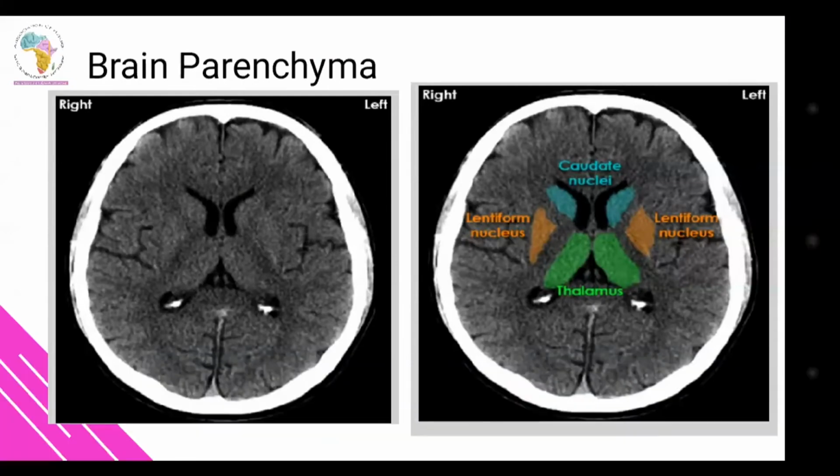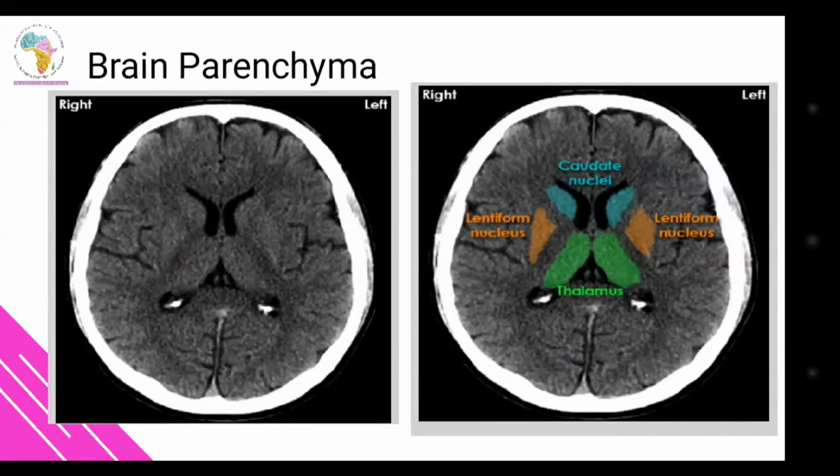You have the lentiform nucleus, and the outer part of the lentiform nucleus is the putamen, and the inner part is the globus pallidus. You see that when you check here it is a bit white. Here it's so white. Here is the caudate. Here is that in between, kind of something bending like that.